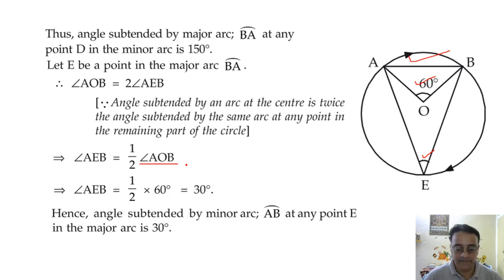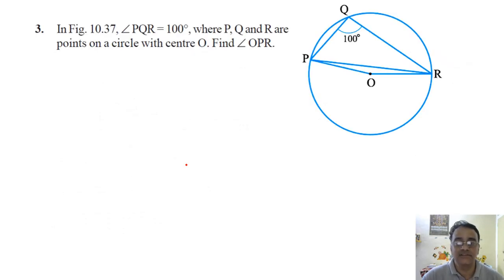Okay. Now we'll do one more question. This is the last question of today's session. In figure 10.37, angle PQR is equal to 100 degrees, where P, Q and R are points on a circle with center O. Find angle OPR. This angle we need to find, the small angle.